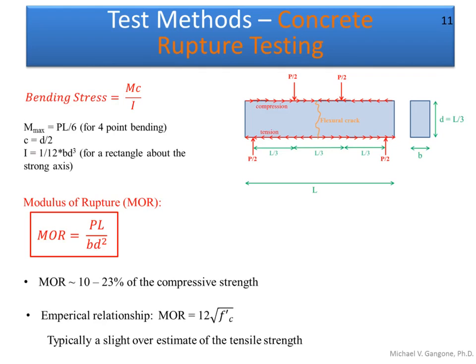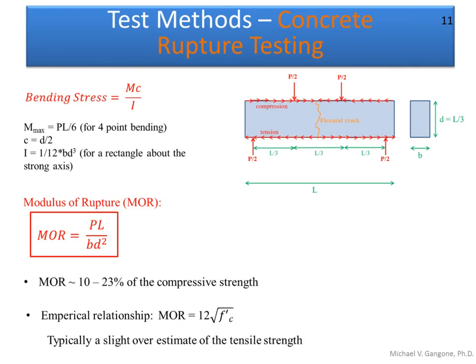That'll give me the stress level at the bottom of this particular beam. Again, it's somewhere between 10 to 23% of the compressive strength. And there is an empirical relationship here that shows the modulus of rupture is approximately 12 times the square root of the compressive strength.